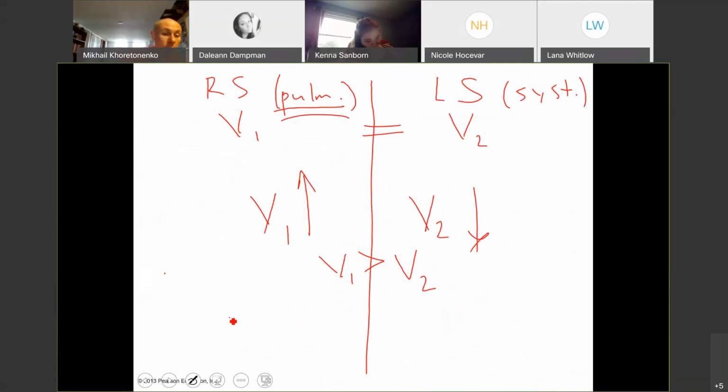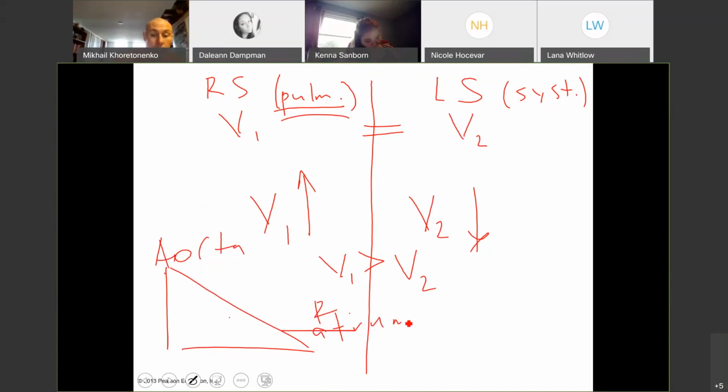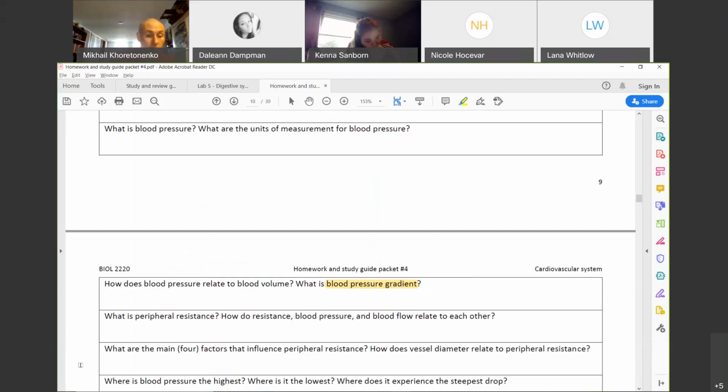So you have to understand what we see for blood pressure. So this is the aorta, and this is the right atrium. Okay, so this is why blood goes from the aorta to the right atrium. This is the blood pressure gradient. Peripheral resistance is resistance to flow. How do they relate to each other? So blood pressure is directly proportional to blood flow and to the resistance.